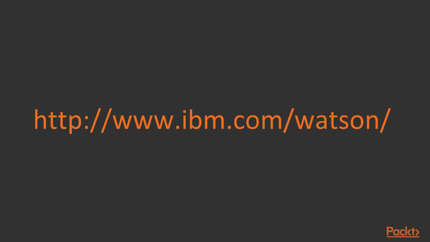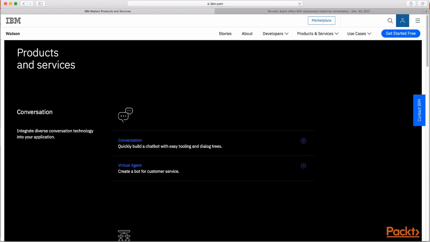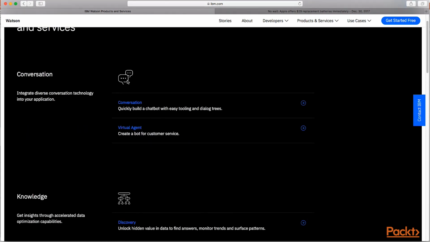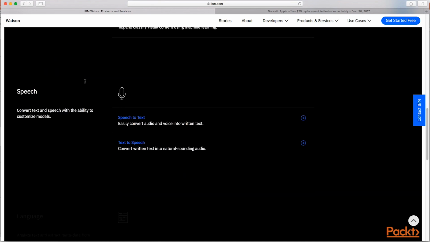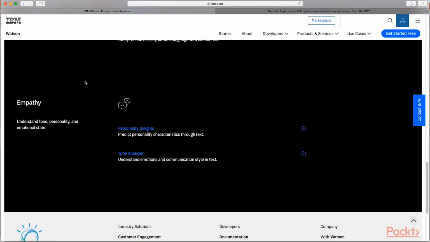Then the next URL, which is a long URL, I'm pretty certain you'd be hitting pretty much during the duration of this course, but also on an ongoing basis, which is ibm.com/watson/products-services. I'm going to take a moment to show what this URL actually looks like. When I launch the URL in a web browser, you see the listing of all the Watson APIs that have been categorized, like I've been talking about. For example, you see the APIs in the conversation category. Then in the discovery or knowledge category, you have APIs, vision, speech, language, and empathy.